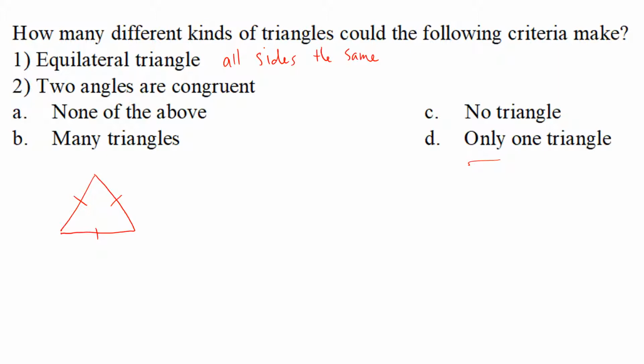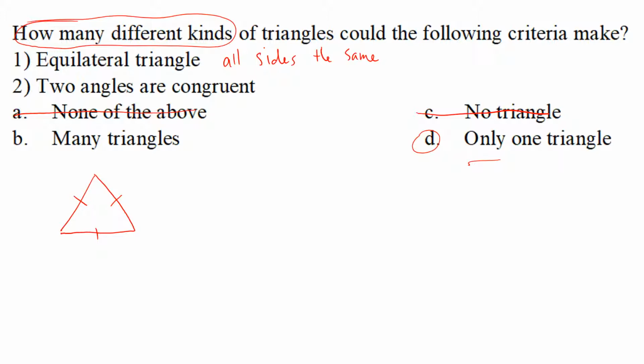So I already made this triangle, so none of the above, that's not part of it. Could I make many triangles with that? I don't think so. Let's see, equilateral. So we got to go back to how many different kinds of triangles could I make? It looks like I can only do one. So I believe it's this. It's not the no triangle because I just made one. So the question is, is it many triangles or just one triangle?